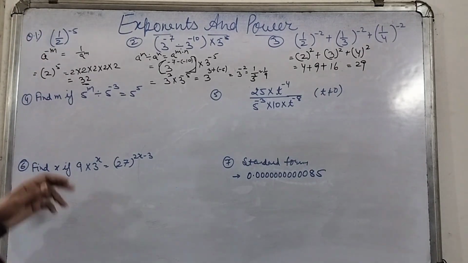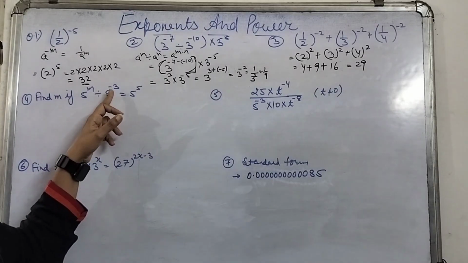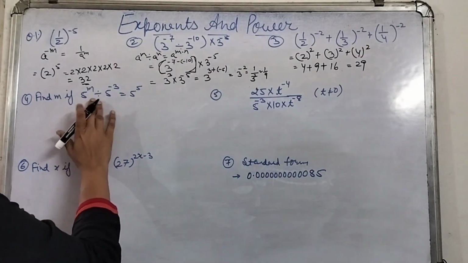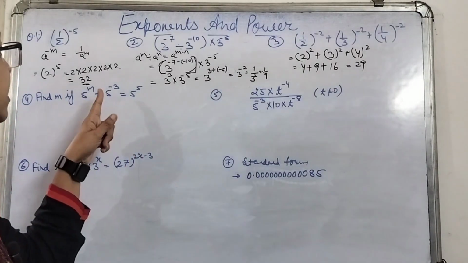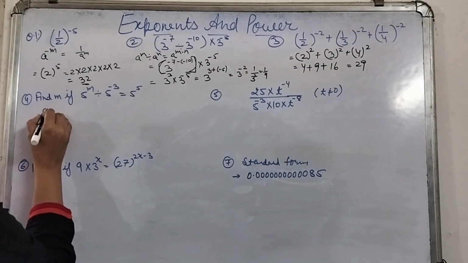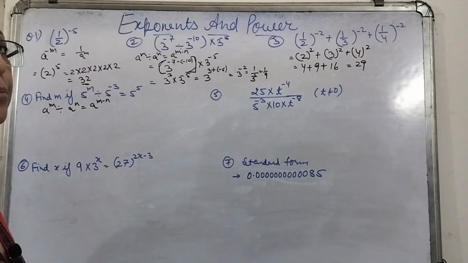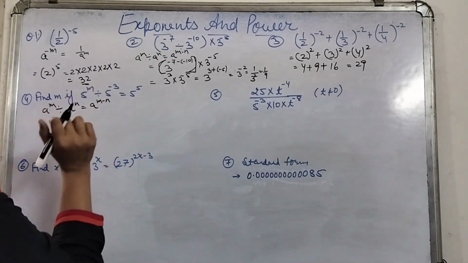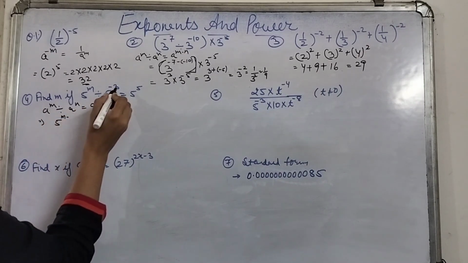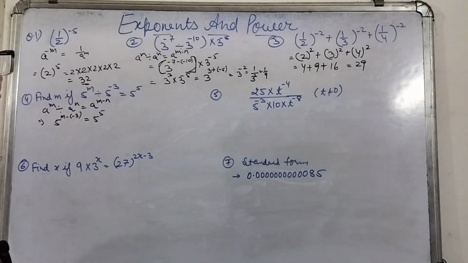Now let's see the next question. Find m if 5 raised to the power m divided by 5 raised to the power -3 is equivalent to 5 raised to the power 5. We know if bases are same and there is a division sign in between, then we are going to subtract the powers. A raised to the power m divided by a raised to the power n is a raised to the power m minus n. Over here we can see bases are same. So this could be written as 5 raised to the power m minus, over here power is your -3, so we will write -3. It is equivalent to 5 raised to the power 5.